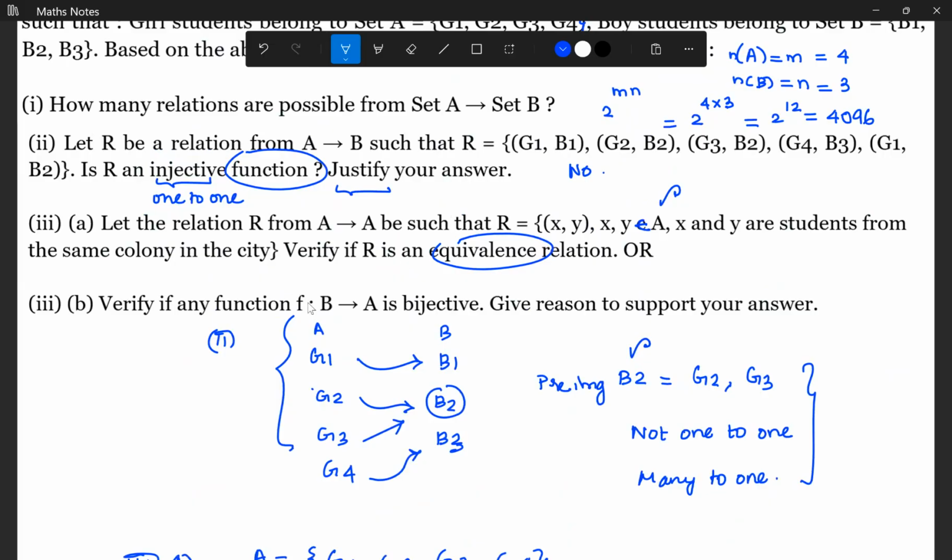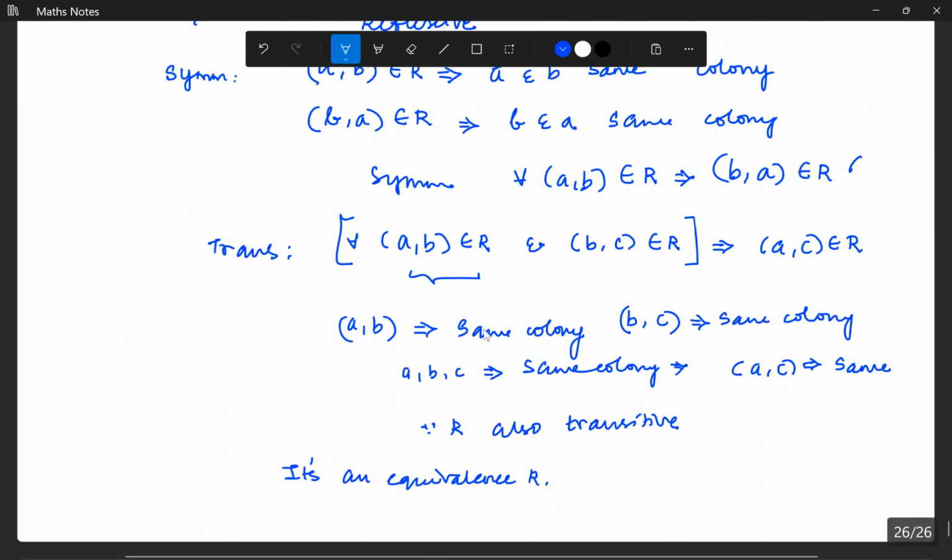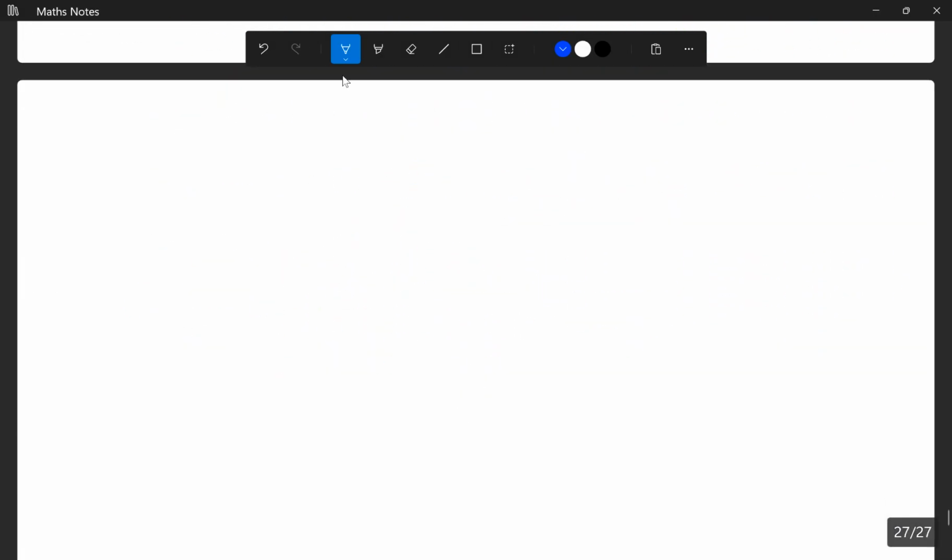Verify if f defined from B to A is bijective. For this question, what is set B? Set B is a set of all boys. So B1, B2, B3. And G is a set of all girls. G1, G2, G3. Mind you, G4, which means there are more elements in G set than in B set. I think this should be A. B to A. The function is defined from B to A. We are going to check whether the function is bijective or not.